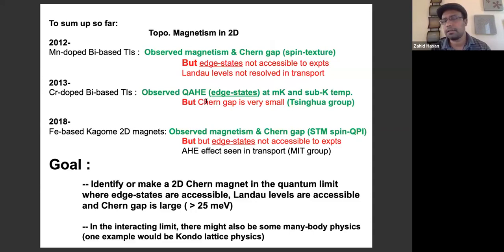It's not clear whether this will lead to a higher temperature, say, liquid nitrogen temperature or room temperature Chern magnet. In 2018, in iron-based Kagome magnets, we reported this Chern gap-like thing, but it was a very complex thing, and no edge states were clearly seen. And the anomalous Hall effect being intrinsic was reported by the MIT group. So the goal remains in the field, in this 2D topological magnet field.